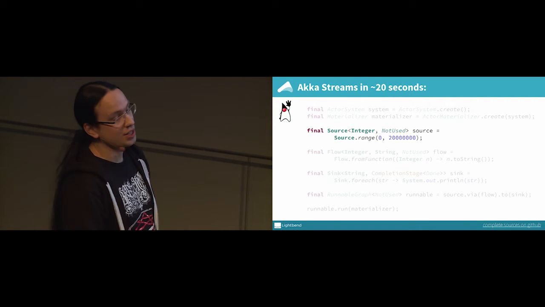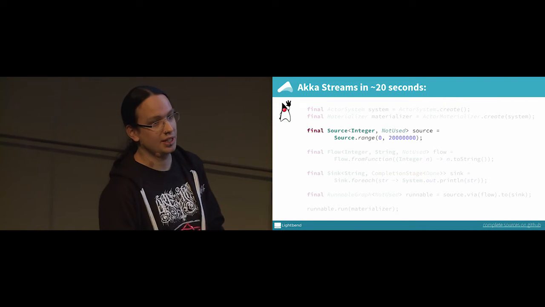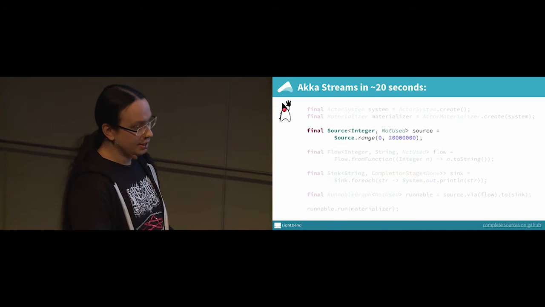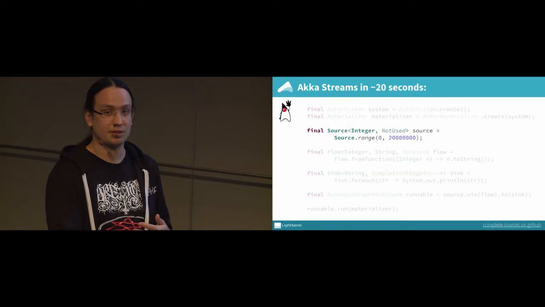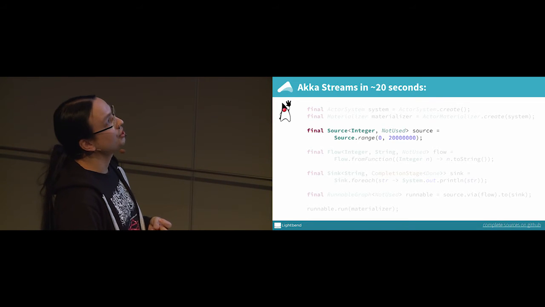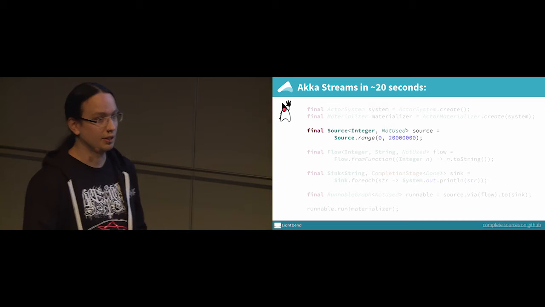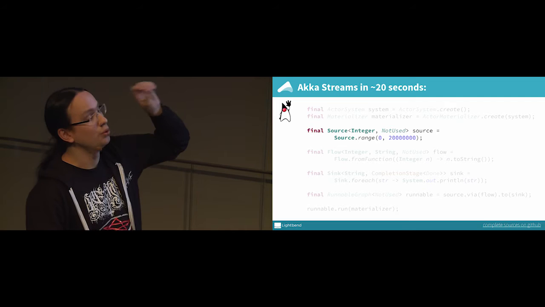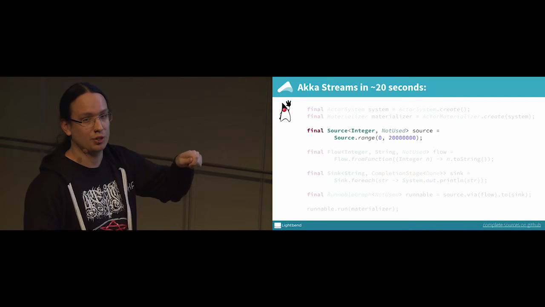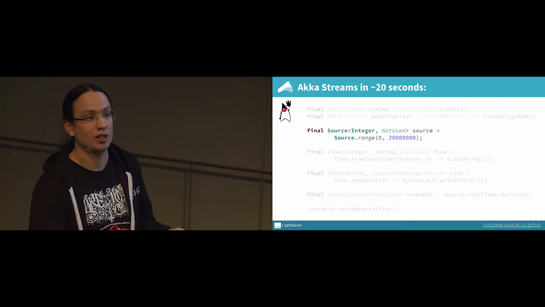We have a source, I already mentioned. A source is something that emits elements, right? A source of your data in a graph. It has two type parameters. The first one is what kind of thing it emits. So in this case, it emits integers, and more specifically, all the integers between 0 and 20 million. So what this actual line does is define a blueprint. We're not running a stream yet. We're just describing it. It's a bit like defining a method. We're not actually calling it yet, right?